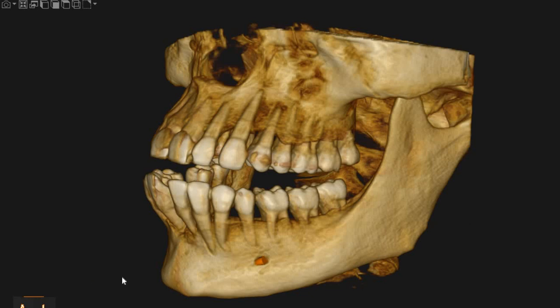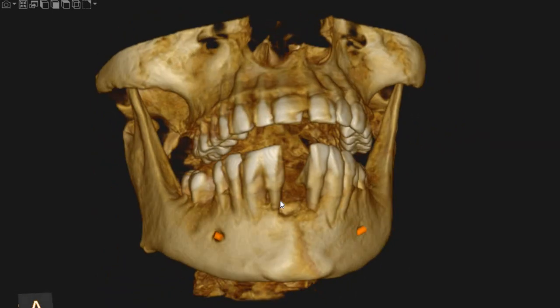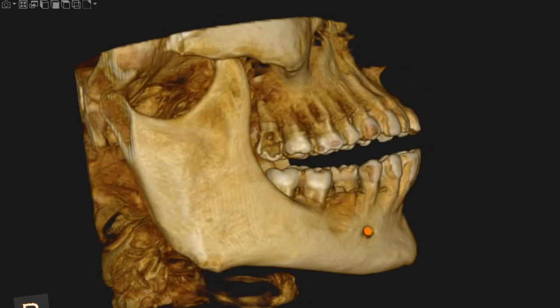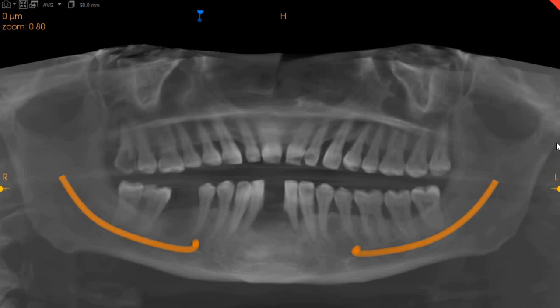This is the CBCT of the patient that you had requested. The area of interest is the lower anteriors, canine to canine, and the lower right first molar. On the panoramic view, you can very clearly see we've got bone loss and tooth loss in the lower anterior quadrant, and we have a missing lower right first molar.